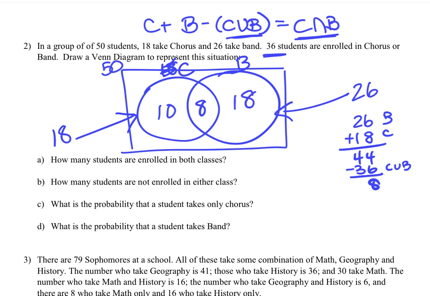And then down here, if I add all these three together, we know we get 36, so how many people aren't doing either? That's 14. So I have all my information, and now I can just answer the how many and the probability questions. How many are in both classes? Well, 8. These are how many, so it's not a probability, just a how many. How many are not enrolled in either class? 14.